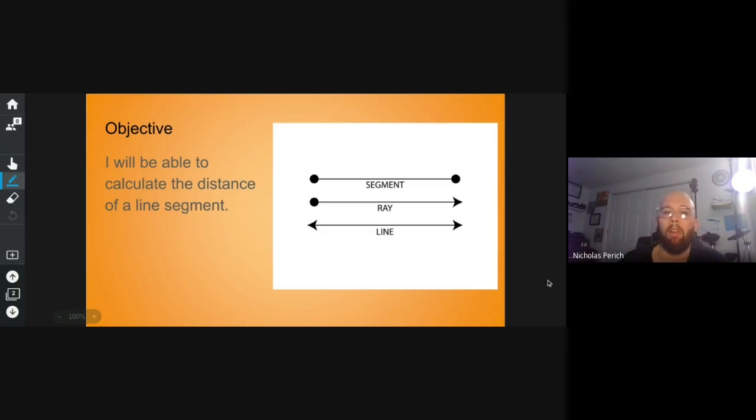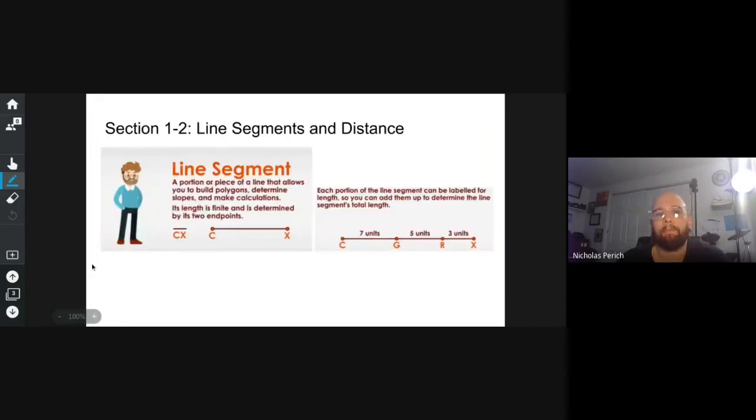But today we're mainly talking about segments, I think. Mainly segments. Yeah. Line segments and distance. Look at the hipster-looking gentleman on the left. He's got a beard and glasses and nice hair.